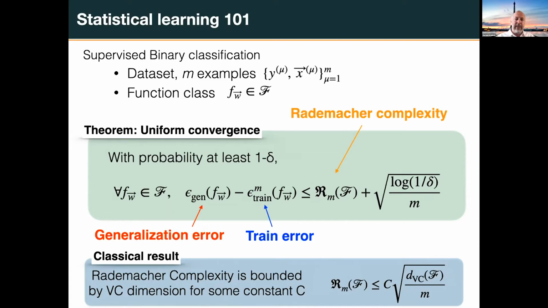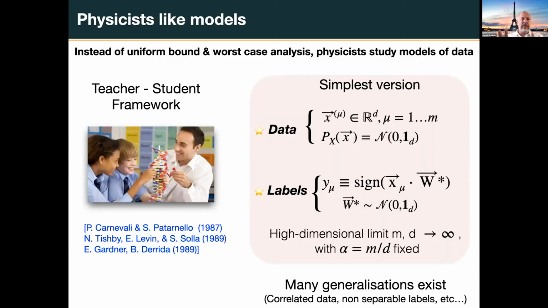All right, now let me switch gear and move to the physics community. Physicists like models, and when they were trying to look into what they could do on such problems in statistics and machine learning, in the late 80s, instead of trying to make uniform bounds and worst case analysis, they tried to see what is going on when you study a model of data. In particular, they were looking at the setting called the teacher-student framework.